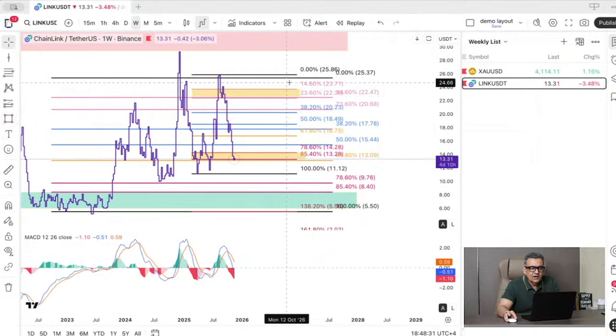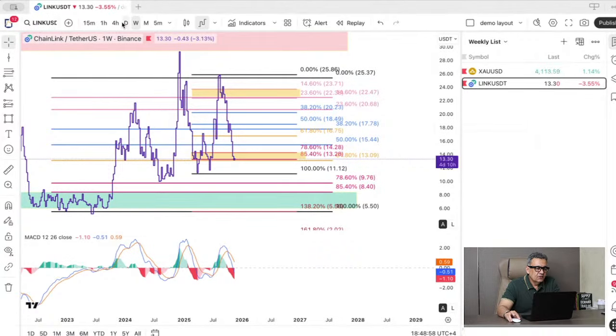So in short, if we see accumulation at the current area, if I see that buyers have started accumulating orders around this zone, and then we see a parabolic move or breakout here, the first destination is 22.47. To round it off, we can say 22.5.